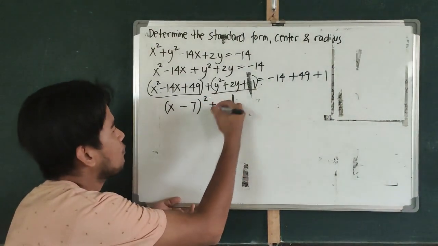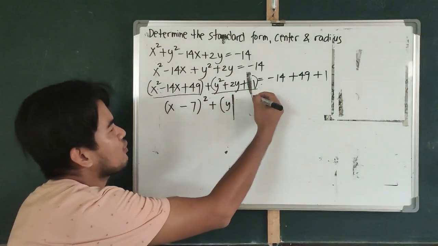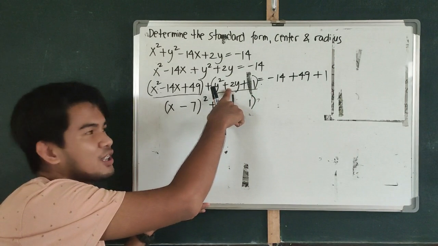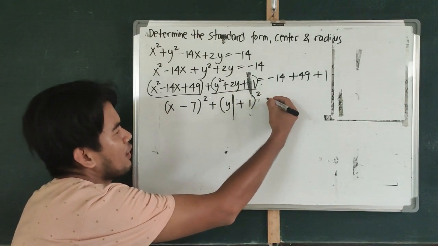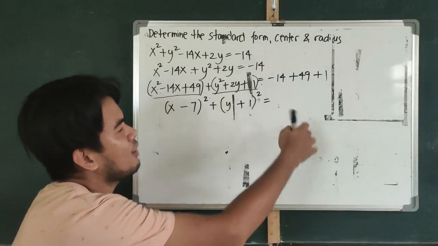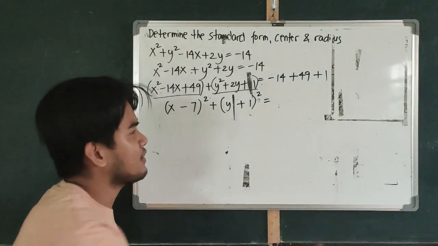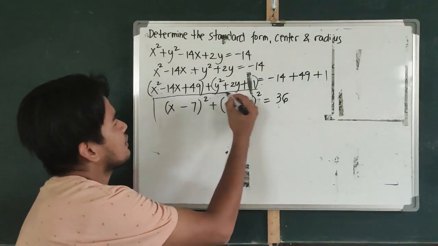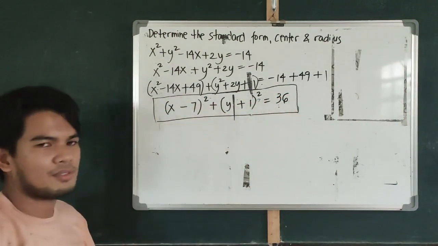Okay? Plus, the square root of y squared is y. Square root of 1 is 1. The operation of the sign of the middle term of the trinomial is positive. Don't forget to include the squared. And then this will be 49 plus 1 is 50. 50 minus 14 is 36. Okay, so this is the standard form of the circle.